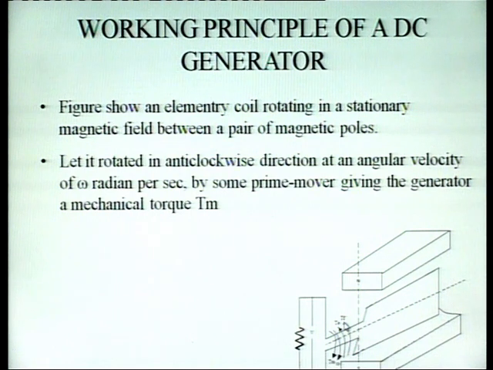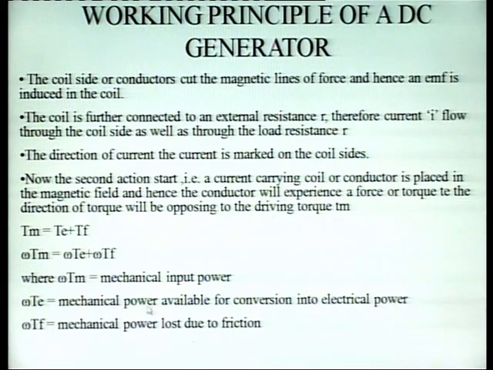Next is Tf. This is the frictional torque. It will always act opposite to the input torque Tm. So, Te and Tf are in phase opposition with Tm. So, Tm, that is the mechanical torque, equals Te plus Tf. So, the mechanical torque has to overcome the electrical torque and the frictional torque.